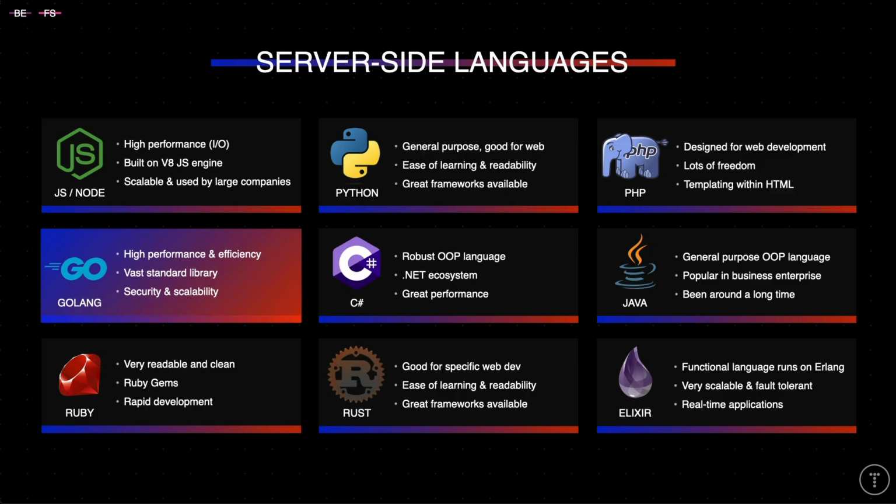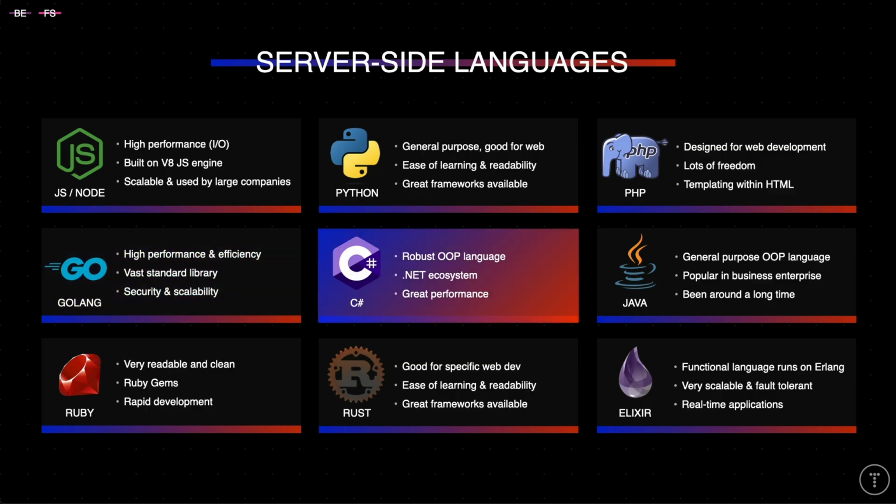It's more for large-scale applications. One thing about Golang is it has a very vast standard library, so you can build quite a bit without reaching for any kind of framework. However, there are some great frameworks that you can use with Go, and I'll talk about those soon. It's also a very secure language. It scales well, making it suitable for large-scale applications. And it's used a lot in the big business world.